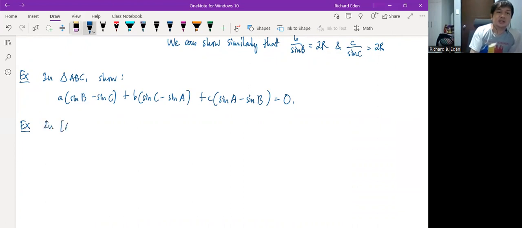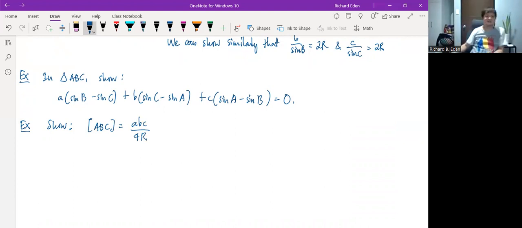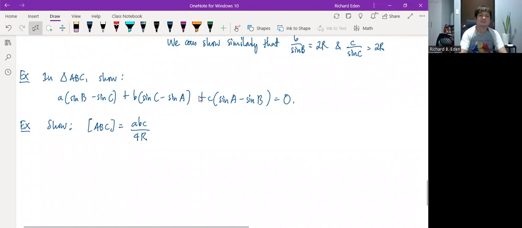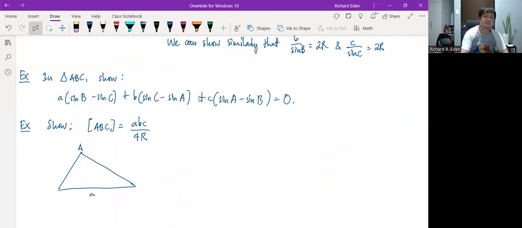But here, I think it would come in handy. For triangle ABC, show that the area of triangle ABC, so here is another formula, is abc over 4 times the circumradius.